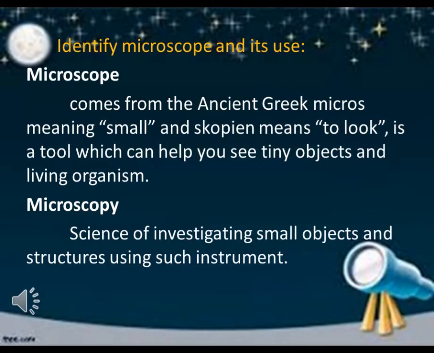Let's move to the first objective of our lesson. Identify microscope and its use. Microscope comes from the ancient Greek words micros, meaning small, and scopian, meaning to look. This is a tool which can help you see tiny objects and living organisms. Microscopy. This is the science of investigating small objects and structures using such instrument.